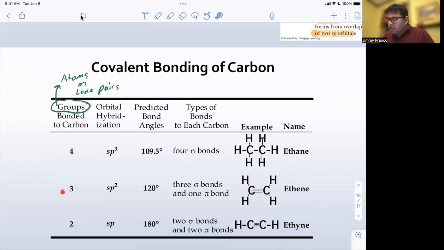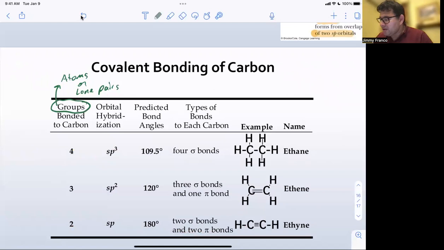Now, if you have something with 3 groups, you're going to be sp2. This is what I would commit to memory: 4 groups make you sp3, 3 groups make you sp2, 2 groups make you sp. And remember, you're not counting bonds, you're counting atoms or lone pairs. Same thing if you're sp, 180, so we're exactly opposite each other. And those other 2 p orbitals that we didn't use go to make a pi bond.